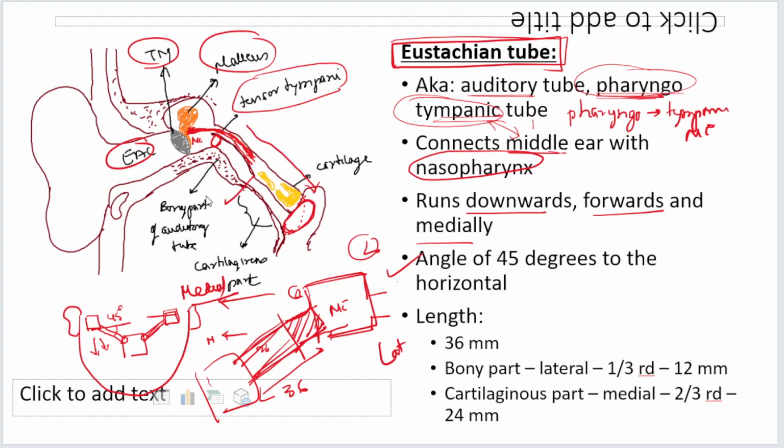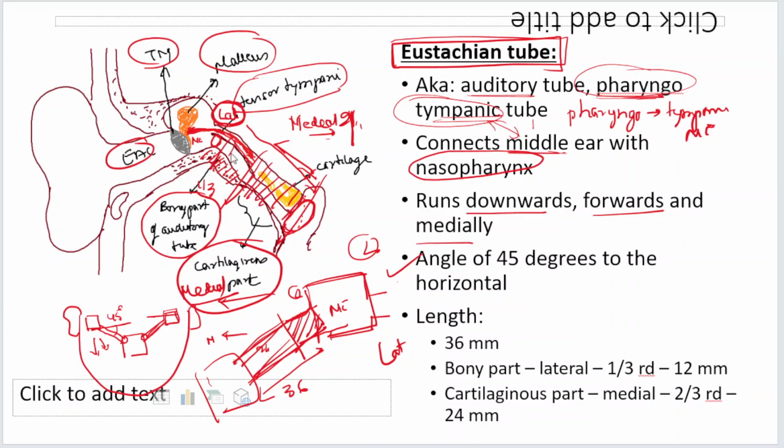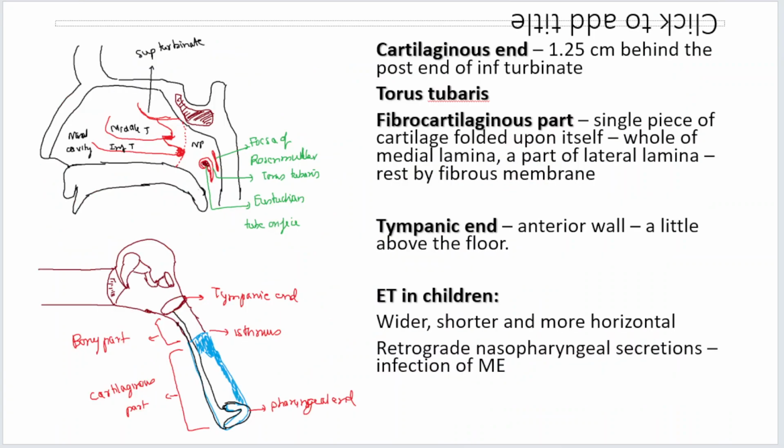In that, this part is the bony part. The bony part is one third, and this is what we call the lateral one third of the Eustachian tube. This one is the cartilaginous part. Because it is going medially towards the midline, the medial two-thirds is cartilaginous. This is the tympanic opening in the middle ear, and this is the nasopharyngeal opening. Okay, now coming to the next slide.